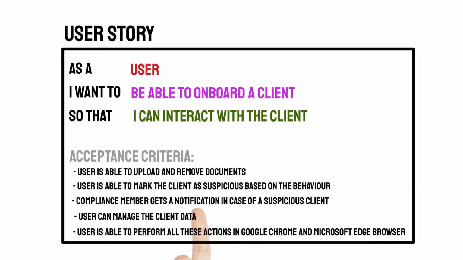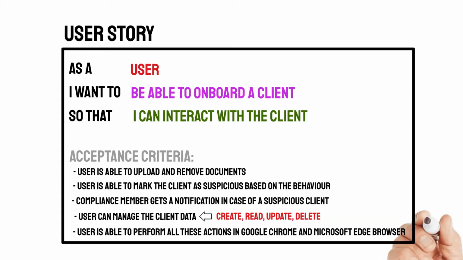Let's have a look on the fifth one. The user can manage client data. First, what does manage mean? In IT, our operations are to create, read, update and delete data. Based on the meaning of manage, we could split this story into operations, like one story for creating, one for reading, one for updating and one for deleting. So we have also split by operations.